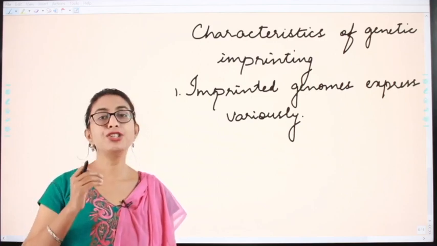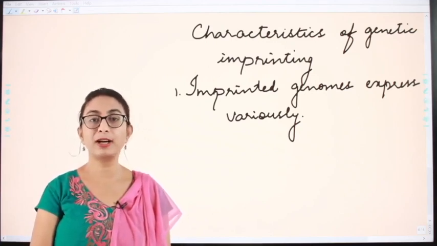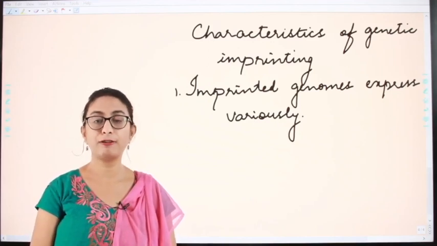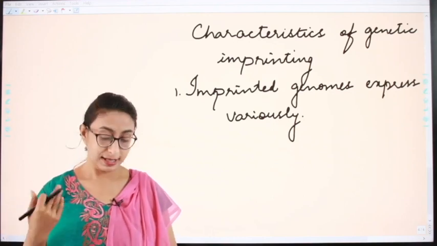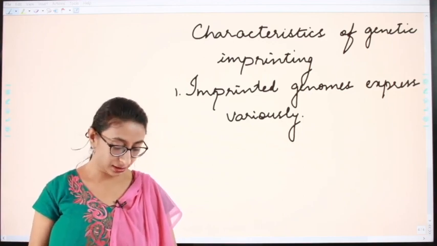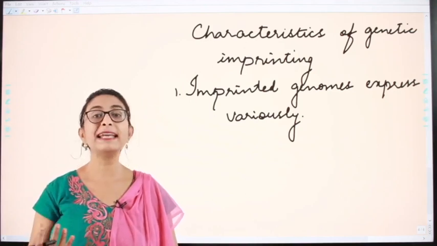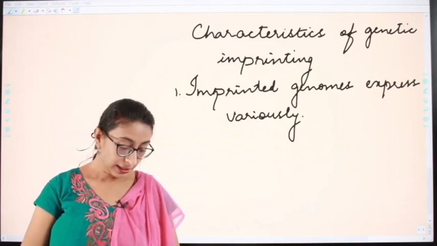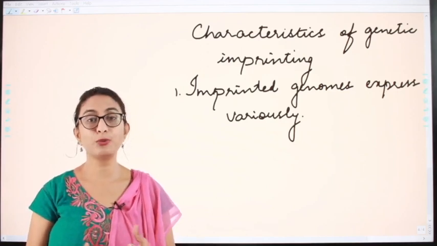That is, one gene, the gene for certain disease, as I told you the example of Huntington chorea, if you inherit from your father, you will get it at an earlier age in life. If you inherit it from your mother, then you will get it at a later stage in life. Similarly, one will express earlier and one might express at a later stage in life, and one gene might have some enhancing effect on some function, or another one might have some retarding effect on the same function. So the imprinted genomes express variously.